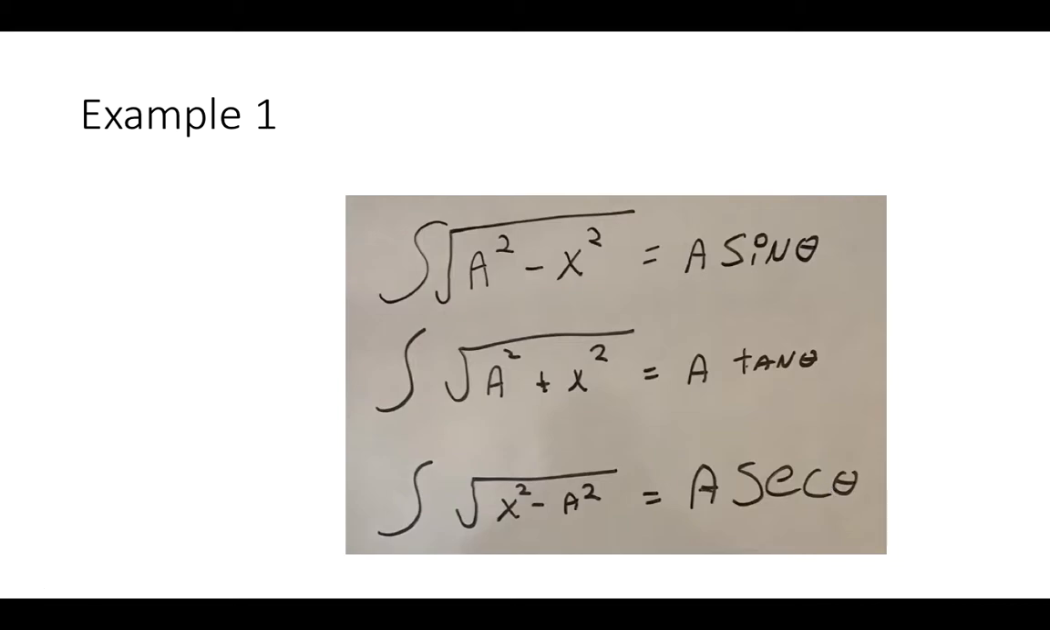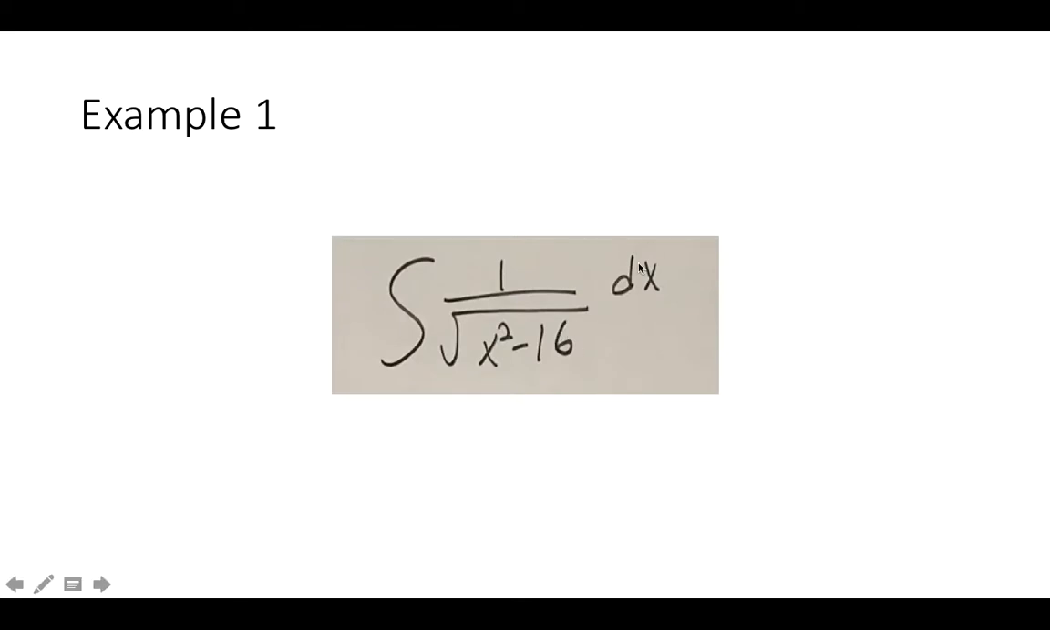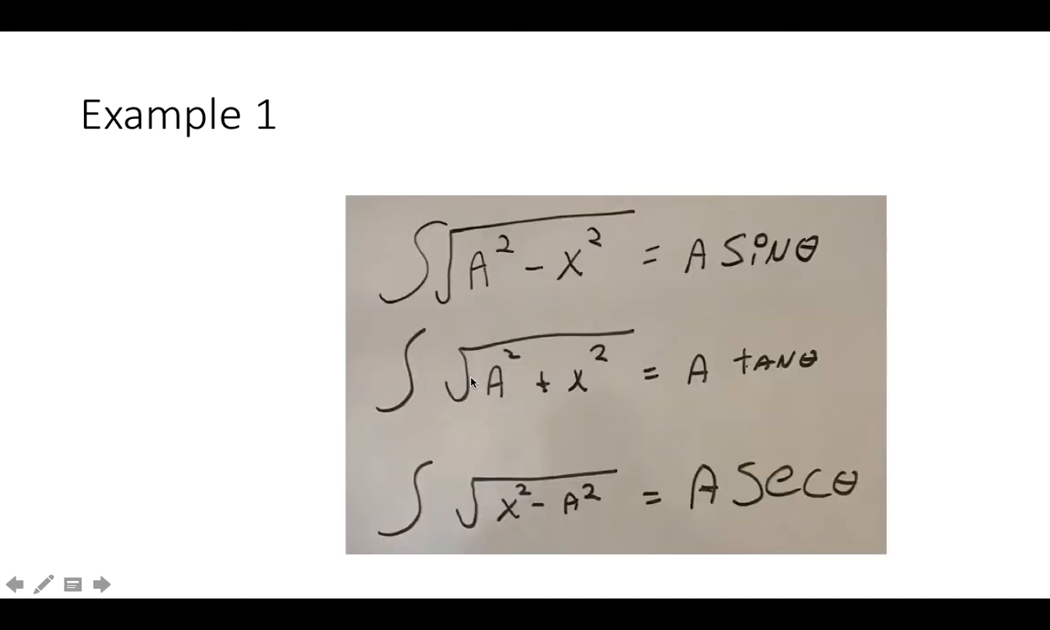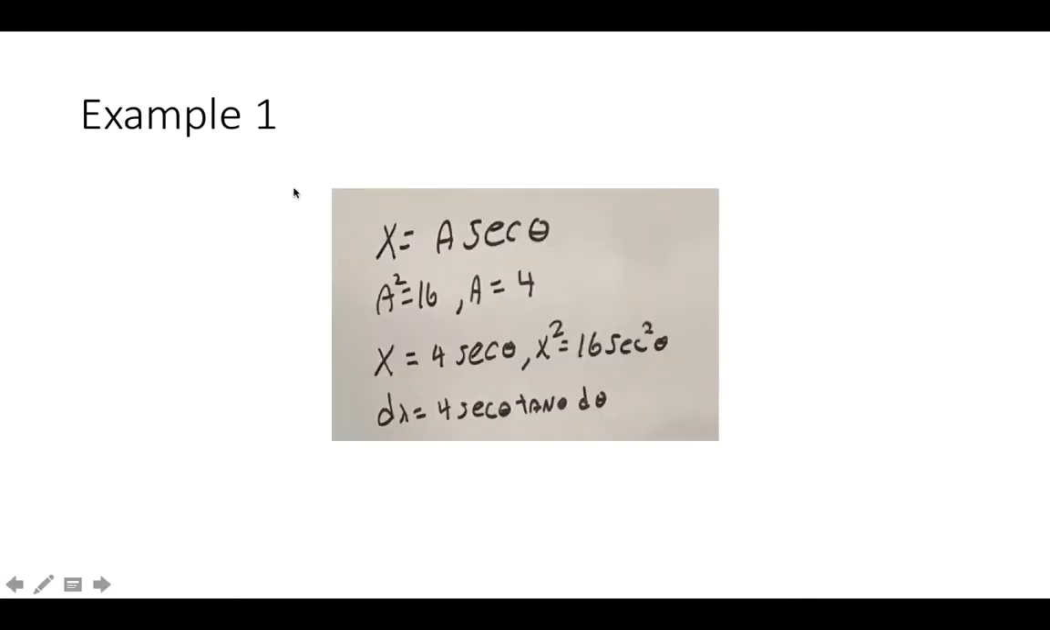So the next step is to get our dx and our x squared. We know that x is equal to a secant theta. a squared is equal to 16, the square root of 16 is 4, so x is equal to 4 secant theta. x squared is the square of this, so it's going to be 16 secant squared theta. dx is the derivative, so the derivative is going to be 4 times secant theta times tangent theta d theta.